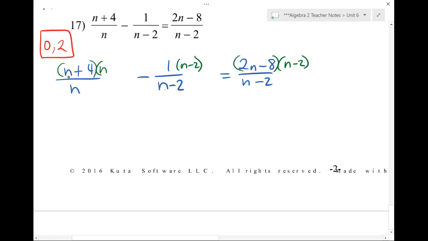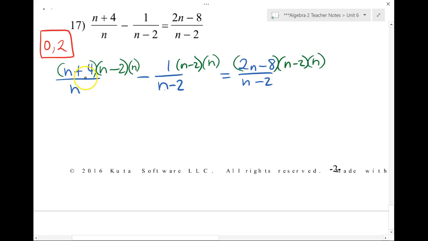If you notice, I draw parentheses around the binomial that I'm multiplying because I want to make sure I remember that I'm multiplying the whole n plus 4 times n minus 2, not just 4 times n minus 2. Otherwise, I might make a mistake. Okay, so that will cancel out this denominator, but not the first one. So in order to cancel out the first one, I also need to multiply by n. So I'll do the same to all of them.